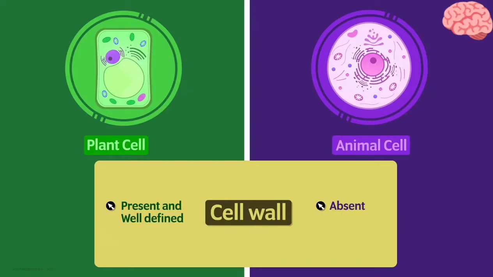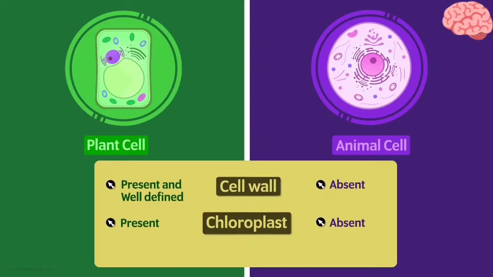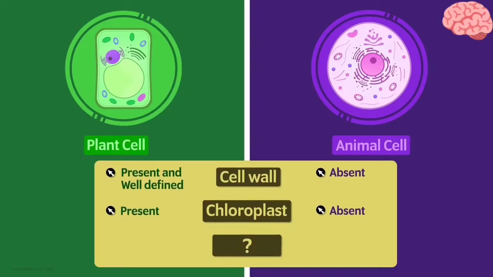The next obvious difference is the presence of chloroplast in the plant cell. This, as we have already studied, is the exclusive organelle for plant cells. It is absent in animal cells. Now, can you help me with the third difference? That's right, the presence of vacuoles.